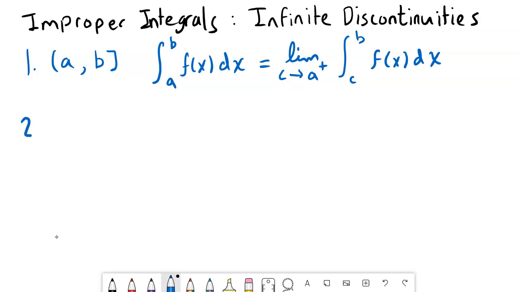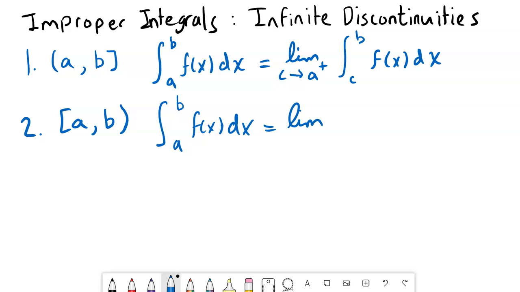And the other case is when the lower limit's actually continuous but the upper limit is not, right? So we have a very similar case. Now in this case we basically do a very similar thing. We just go from A to B of f of x, but the way we solve it is the limit as c approaches B, and notice it's from the minus or the left side because it's the upper limit. And then now it's just the integral from A to c of f of x dx.